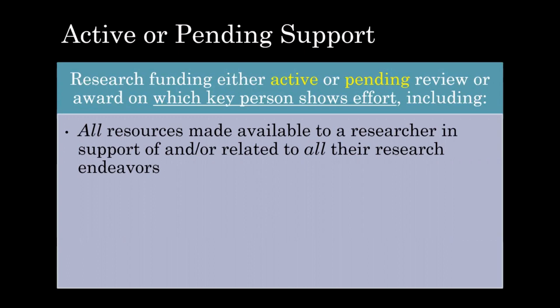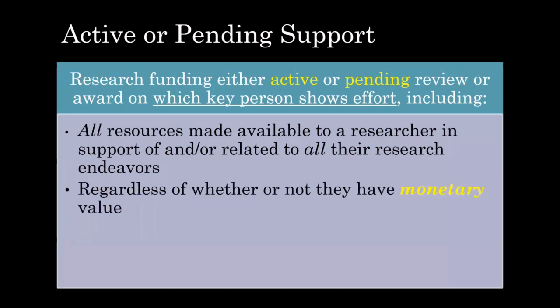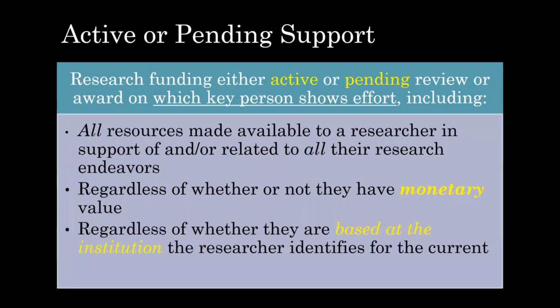So all resources made available to a researcher in support of and/or related to all their research endeavors, regardless of whether or not they have monetary value. So maybe your PI has effort on a project, but there's no salary derived from there, that would still need to be listed. And regardless of whether they are based at the institution, the researcher identifies for the current grant. So if the PI has a joint appointment with another institution, they still need to list all those sources of research funding.